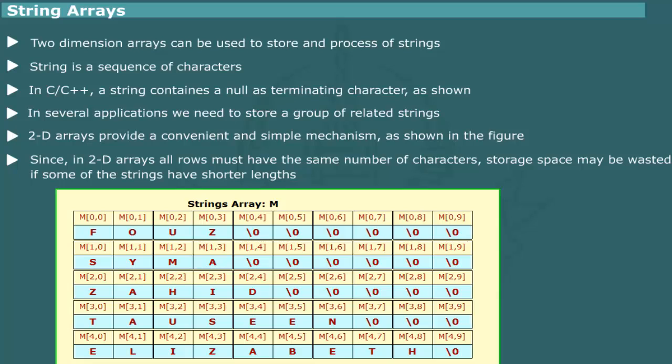Since in a two-dimensional array all rows must be of the same size, we need to allocate the same number of columns for all strings, irrespective of their size. Thus, unless the strings are of fixed size, some storage space may be wasted.